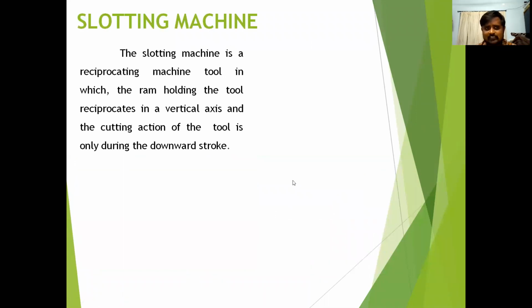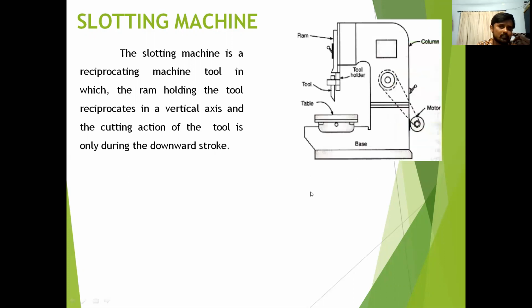The slotting machine is a reciprocating machine tool in which the ram holding the tool reciprocates in a vertical axis, and the cutting action of the tool is only during the downward stroke. In the case of the shaping machine, the ram reciprocates in a horizontal direction, but here the ram will reciprocate in a vertical direction.